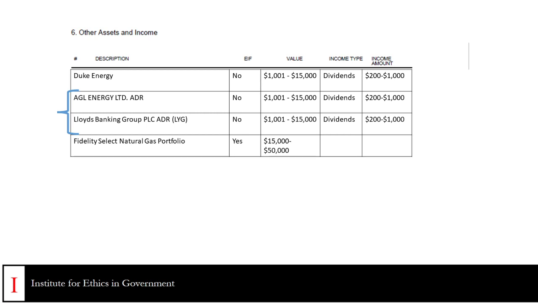So let's take a look at these next two assets together. We have AGL Energy Limited ADR and Lloyds Bank Group PLC ADR. And then we have a stock ticker symbol, provided, it looks like LYG. Let's see what we can find.